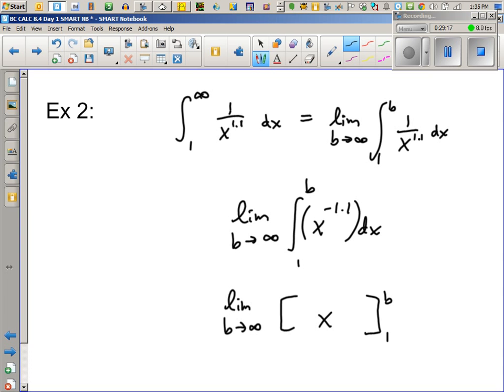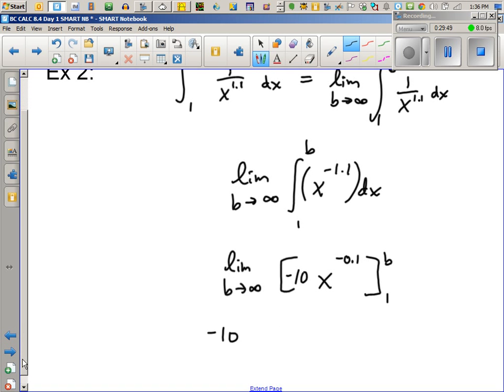What's it going to be? X to the what? Negative 0.1. And then what am I going to put in front? Let's put the reciprocal of that in front. Negative 10. Let's double check our work. Is the derivative really x to the minus 1.1? Multiply this down, you get 1. X to the minus 1.1. Yes. Good. Okay, we've got the right antiderivative. Let's pull that negative 10 out.